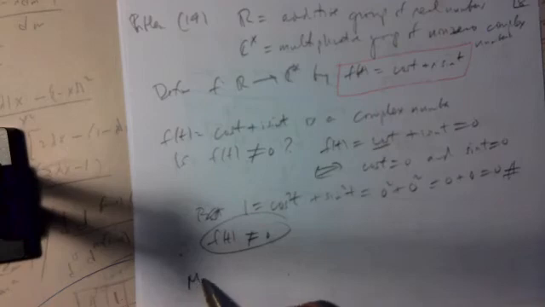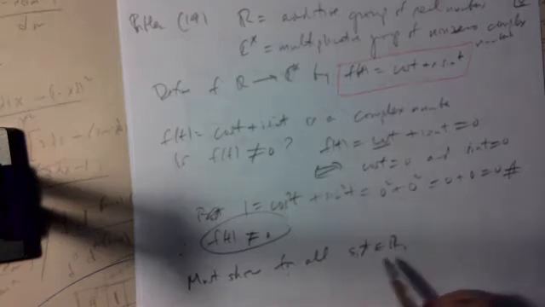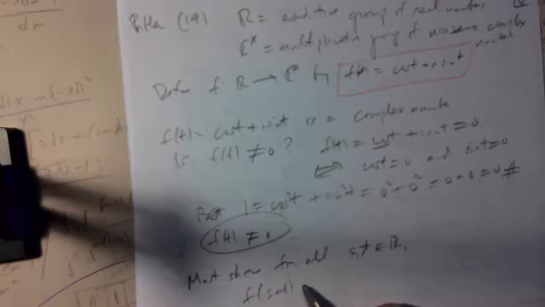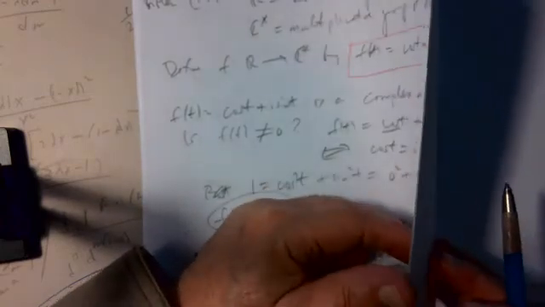And we must show that for all real numbers s and t, f of s plus t is equal to f of s times f of t. That's the definition of a homomorphism from an additive group to a multiplicative group. So let's do the calculation.